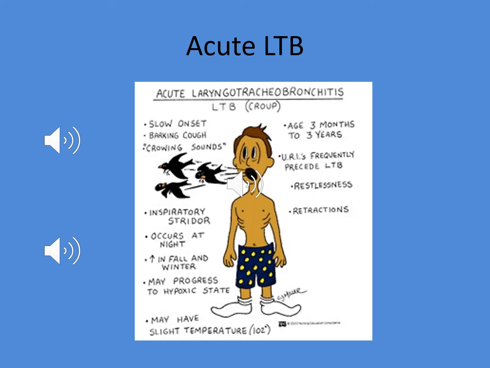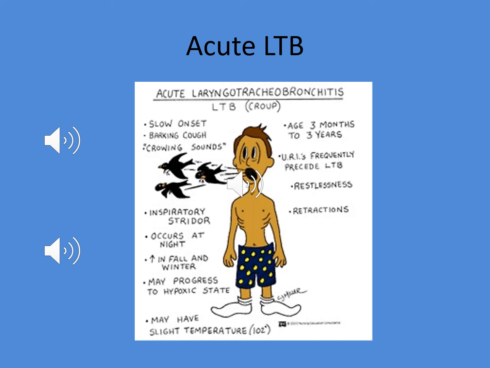Again, in the infant and toddler, we can also see some nasal flaring, intercostal retractions, and they may have tachypnea and continuous stridor. So again, these are all signs and symptoms of increased respiratory distress that we can see.